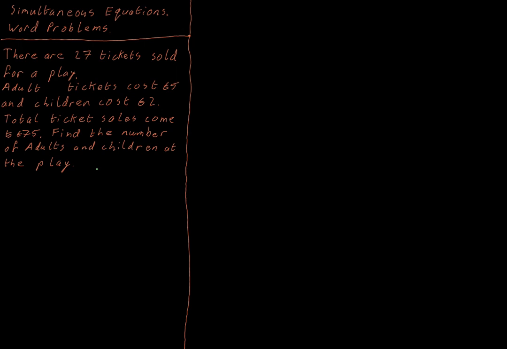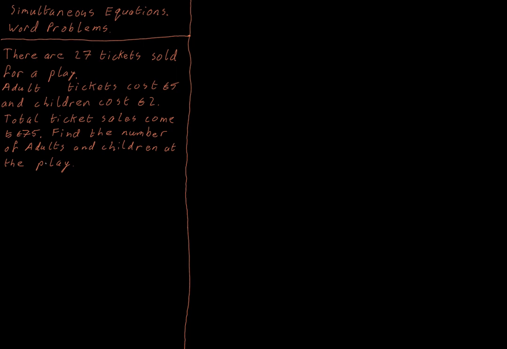Well, we know there are adult tickets and child tickets. Those are the only two groups that are described in the question. So if we know there are 27 tickets sold in total for the play, that means that if we add up the number of adults and the number of children, what we're asked to find, that must add up to 27. So that's one equation that we know.